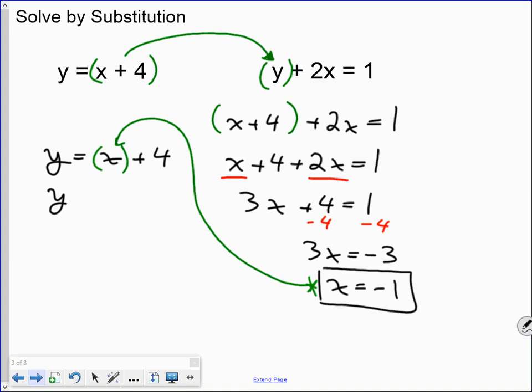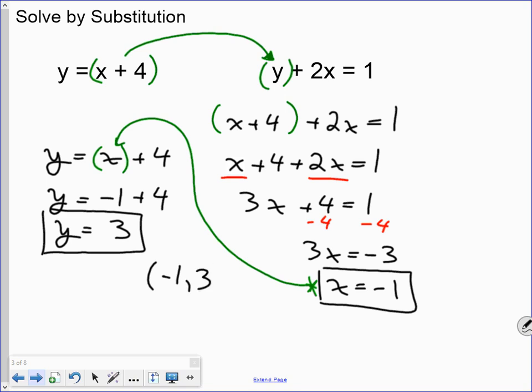So y is going to equal negative 1 plus 4. Y is equal to 3. And there's our value of y, the second part of our solution. So our solution here is x equals negative 1, y equals 3. Or if we want to write this as a point, the point negative 1, 3. Okay. So the green lines sort of show us where we've done our substitution.